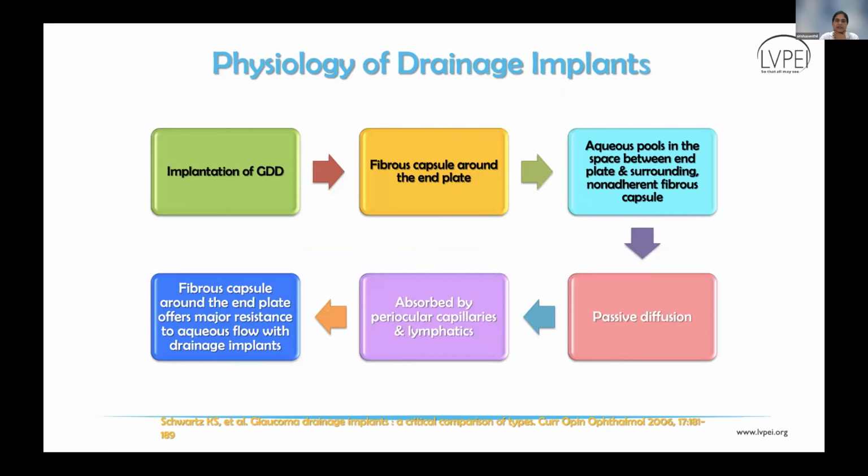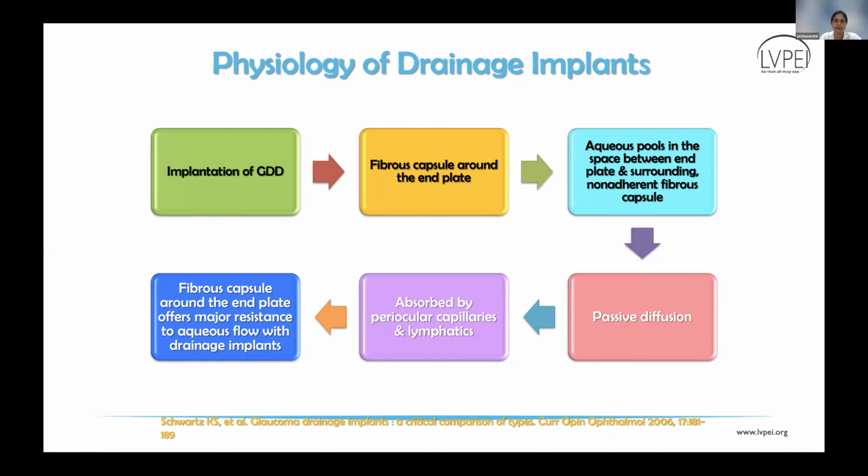So why does this happen? We need to understand the physiology of the drainage implants. Whenever a drainage device is implanted, there is a fibrous capsule that forms around the plate. And remember, these fibroblasts cannot stick to any of the materials that we use for a drainage device. The fluid that gets accumulated between the fibrous capsule on one side and the plate on the other side gets sequestered inside. From that fluid pocket, the fluid passively diffuses out and is absorbed by the periocular capillaries and lymphatics. Sometimes if this fibrous capsule is extremely thick, then it does not allow the fluid to drain out very well, because of which the pressures can be very elevated.